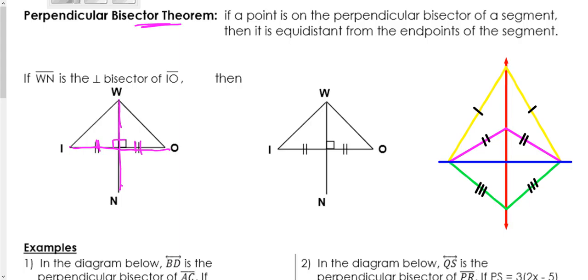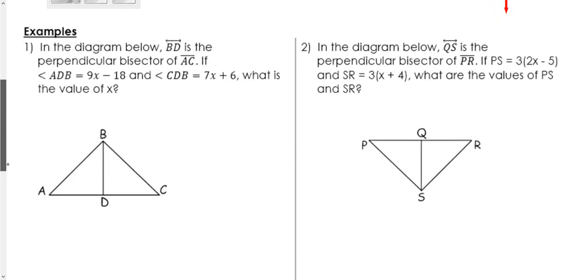Meaning, if I'm looking at W, W to I is the same distance as W to O. And I can draw a line anywhere. I could put a point right here, draw it to O, and then go to I. Because it lies on the perpendicular bisector, I know that this segment and this segment are the same distance. So it allows us to set up some algebra problems.